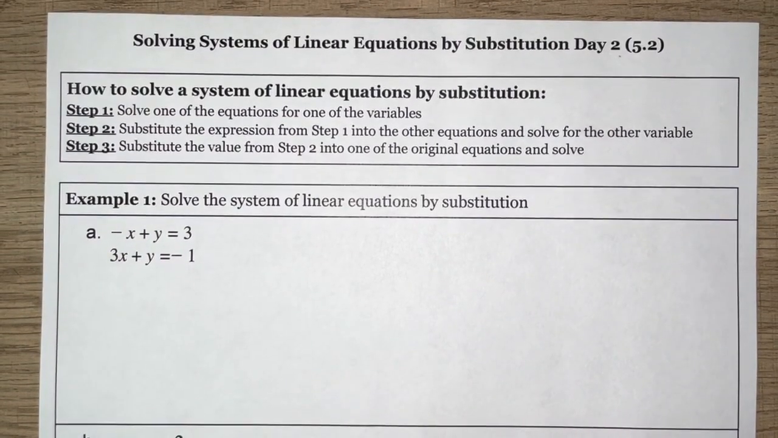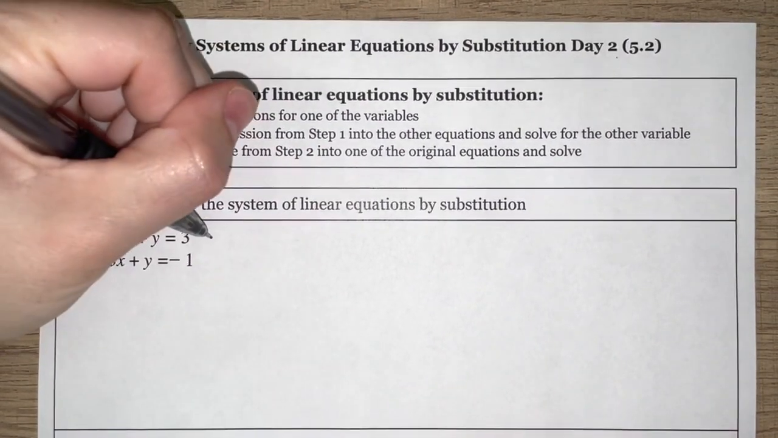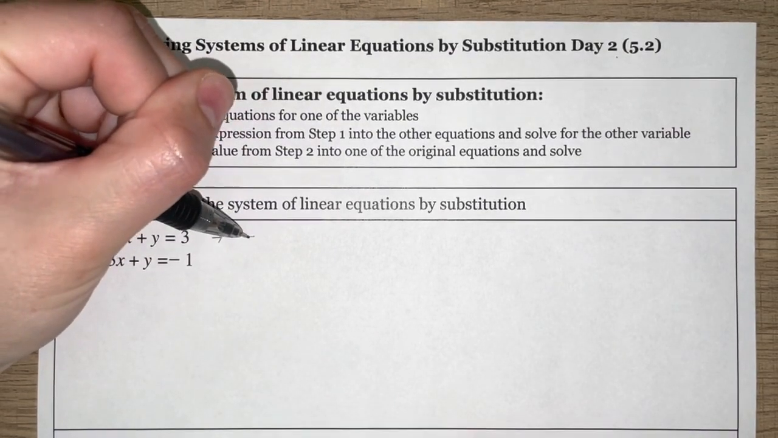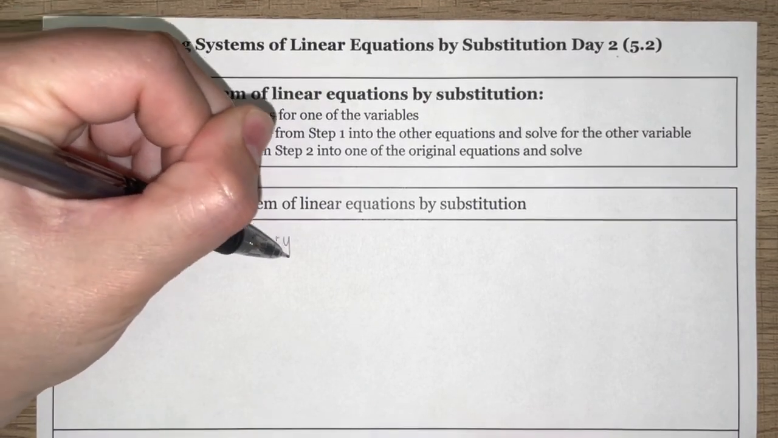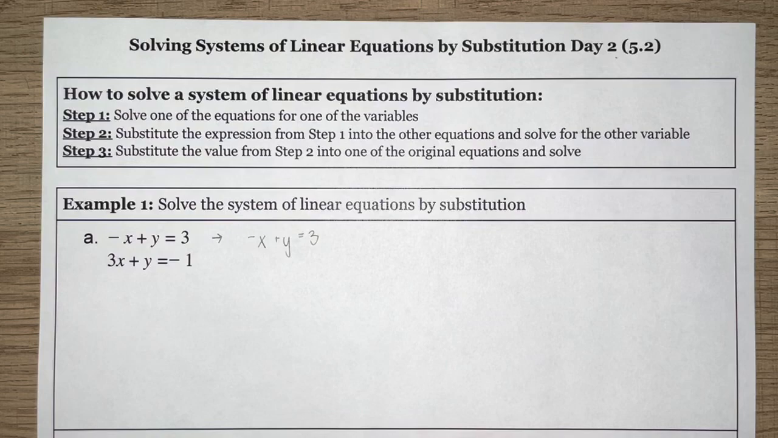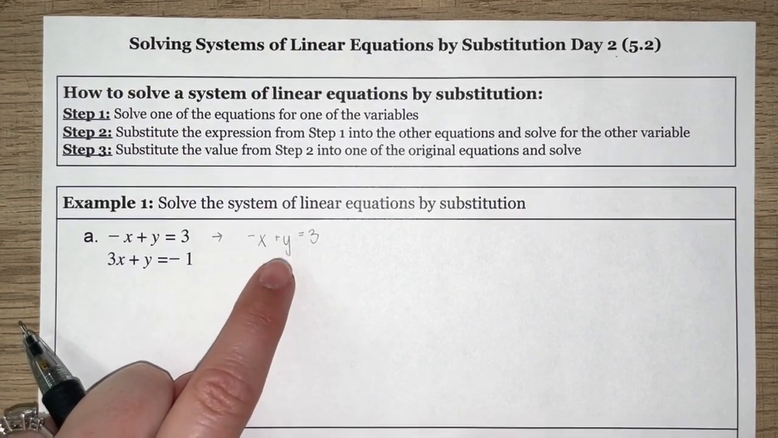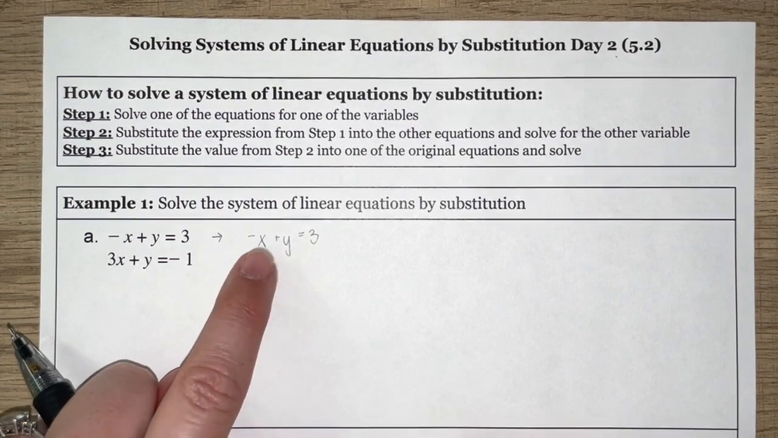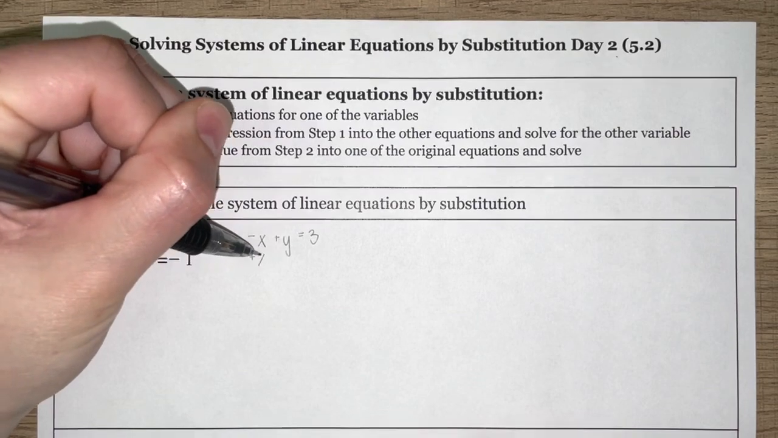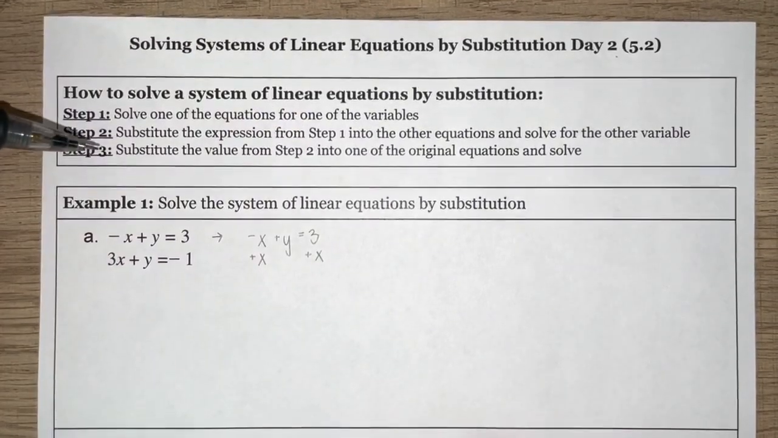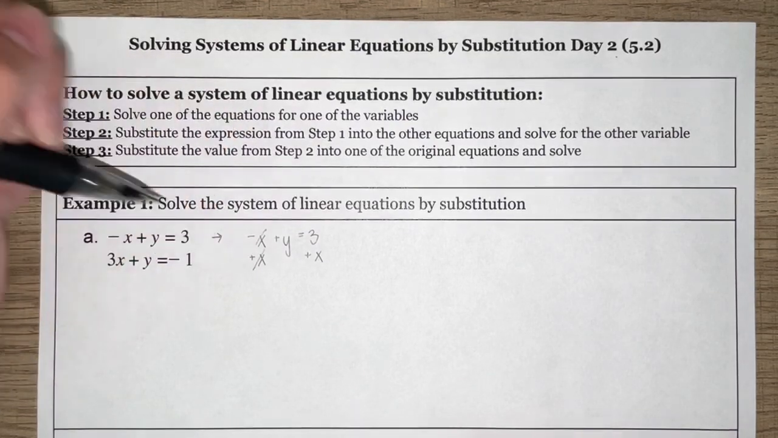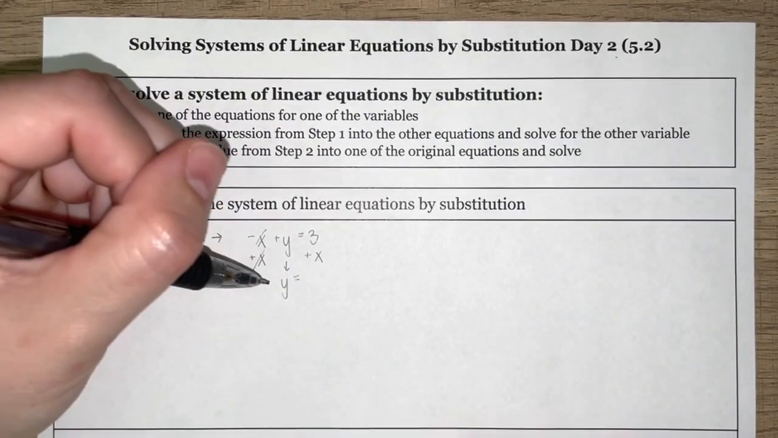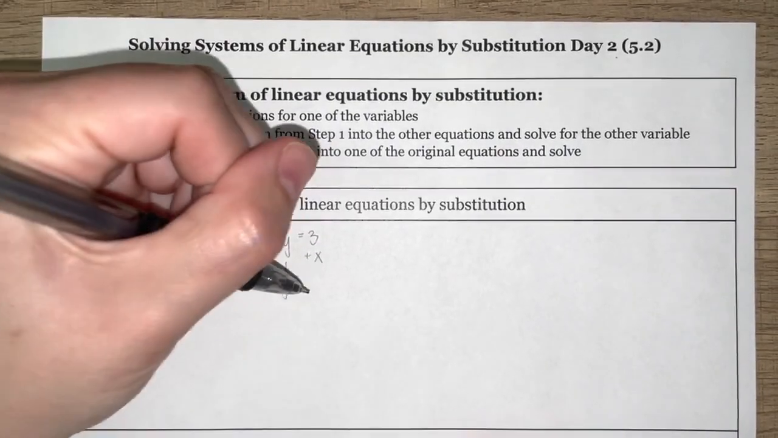Like I said, you can pick whichever equation you want. I'm going to solve the first equation for y. So I'm just going to copy it down one more time. Negative x plus y equals 3. If I want to solve this equation for y, I need to get y by itself. Right now there's a negative x that's being added to y. So to undo this negative x, I'm going to add x to both sides. Then negative x and plus x cancel out. I can bring down the y equals, and then y equals 3 plus x or x plus 3. It doesn't matter which order you write it in.